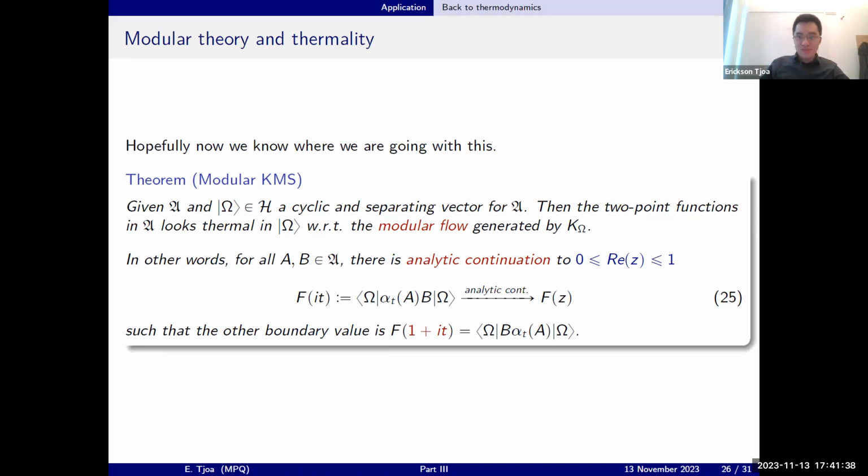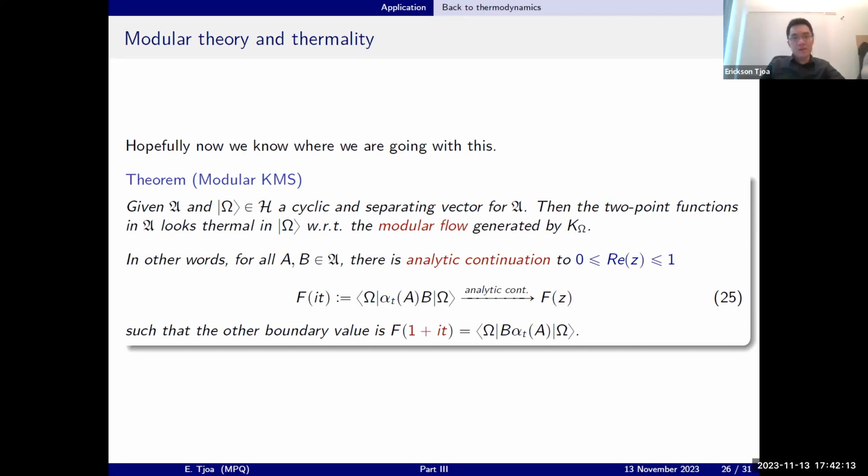So I think I should pause for like 5 seconds to let you breathe in this beautiful result. Okay, I'm going to say it again. I give you a cyclic and separating vector for both algebras, and the claim is that with respect to the modular Hamiltonian, local observers think this state is thermal. Okay, and I can always do this for any cyclic and separating vector. And local observers think that, yeah?